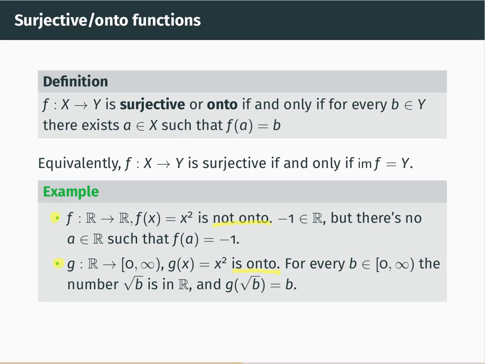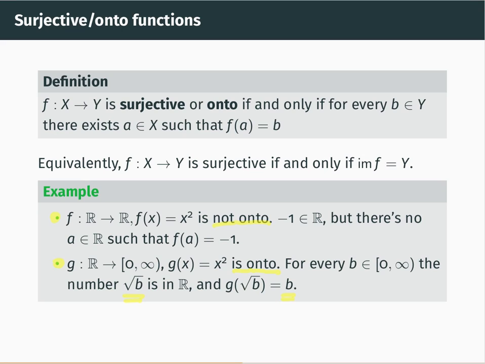In order to check that it's onto, you need to check that for every b in the codomain, that is, for every non-negative real number b, there exists a number a in the domain such that g of a is equal to b. Specifically, for every b in the codomain, the number square root of b is in the domain, and g of the square root of b is the square root of b squared, which is b again.